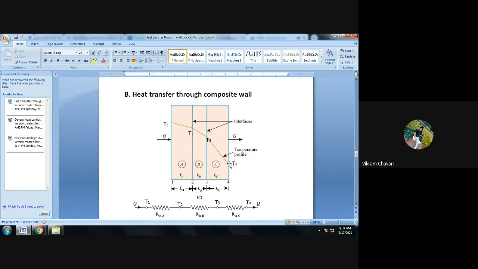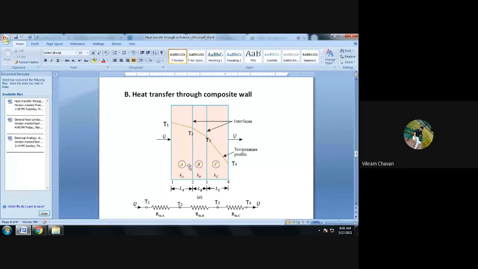Now here, for the derivation purpose, we are going to consider that T1 and T4 are the outside surface temperatures, and T1 is greater than T2, T2 is greater than T3, and T3 is greater than T4, so that the heat is flowing from the left side surface to the right side surface. The thermal conductivities of walls A, B, C are k suffix A, k suffix B, and k suffix C. K suffix A is the thermal conductivity of wall A, and you can say wall or slab.